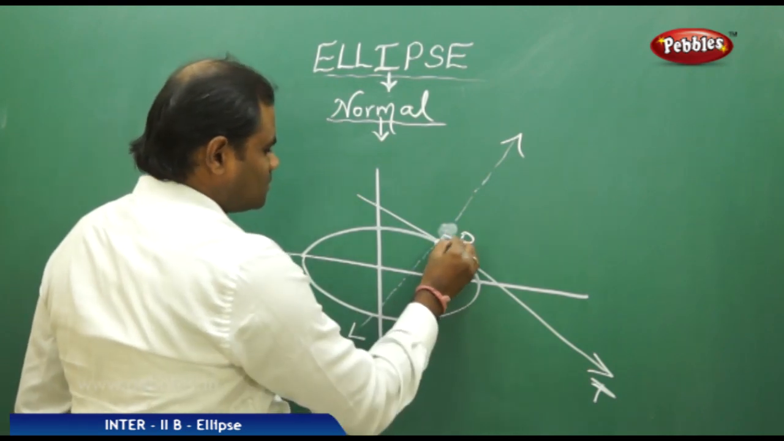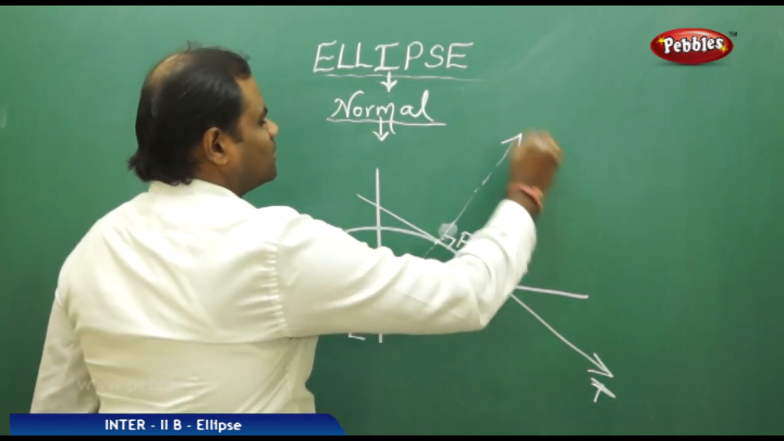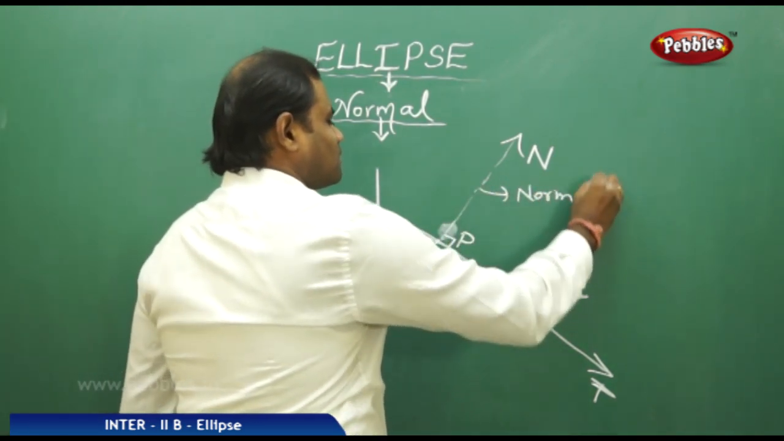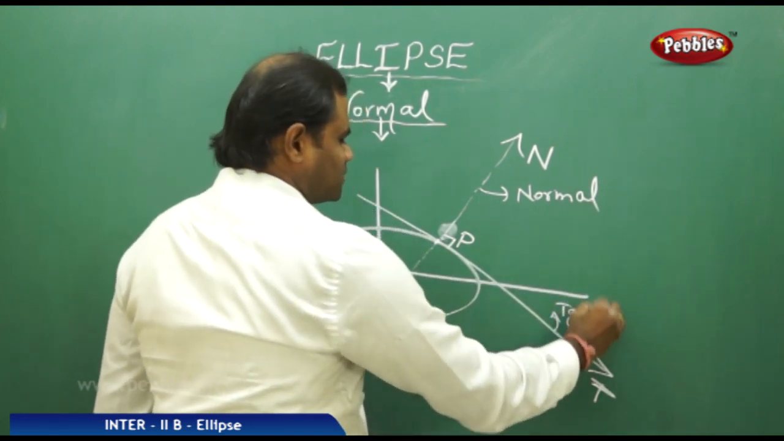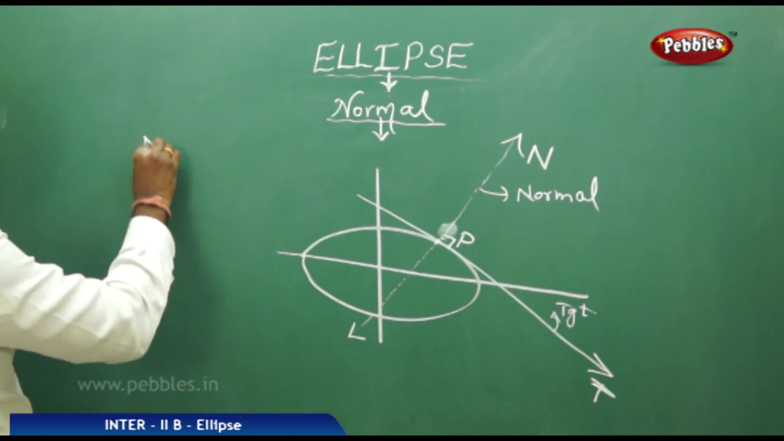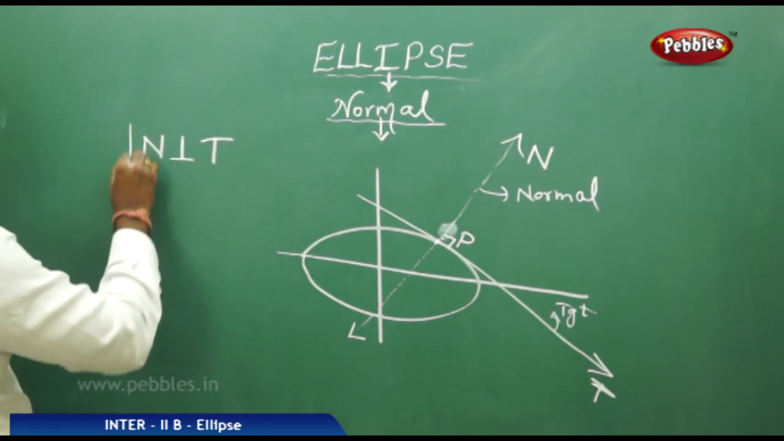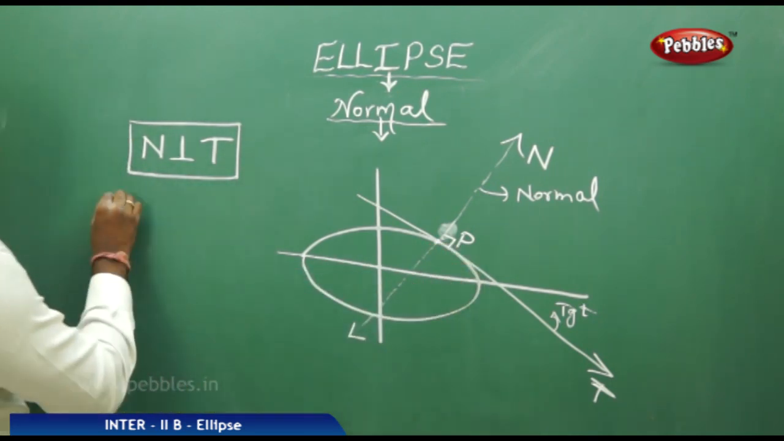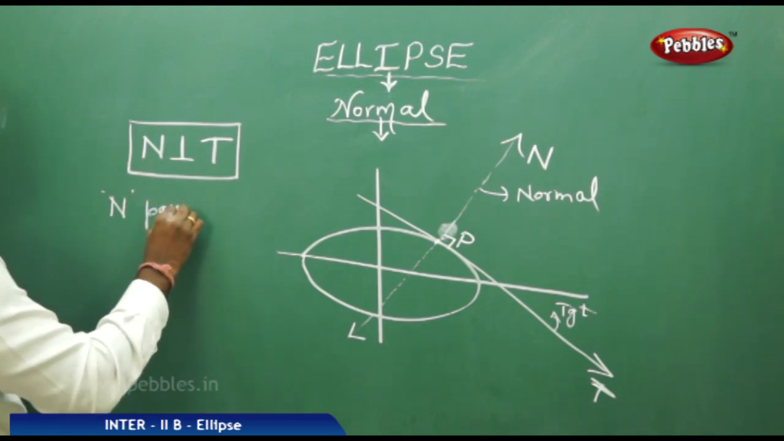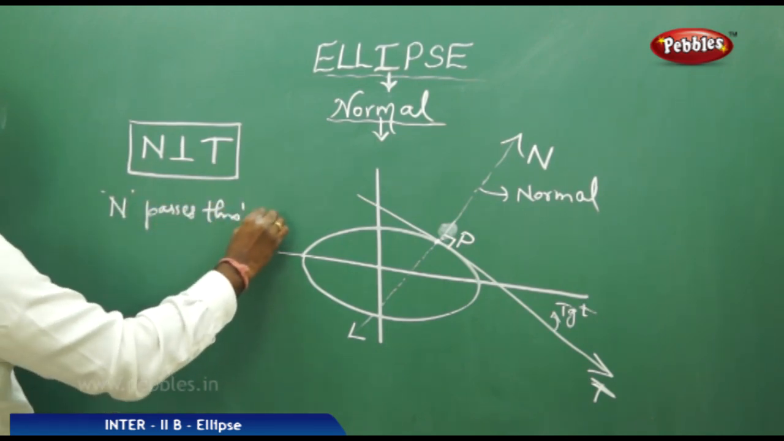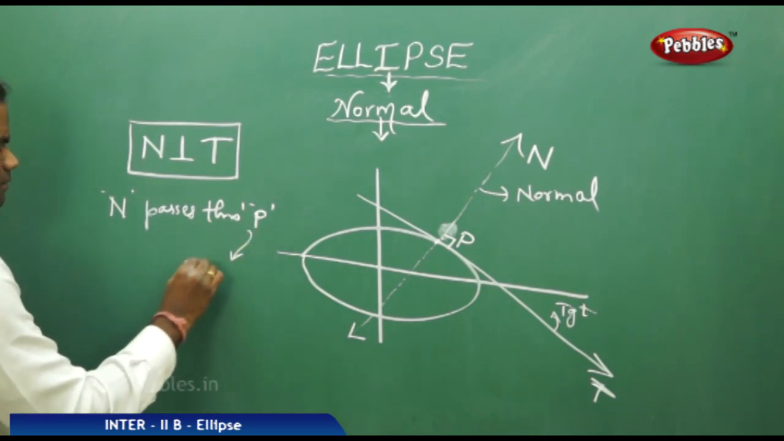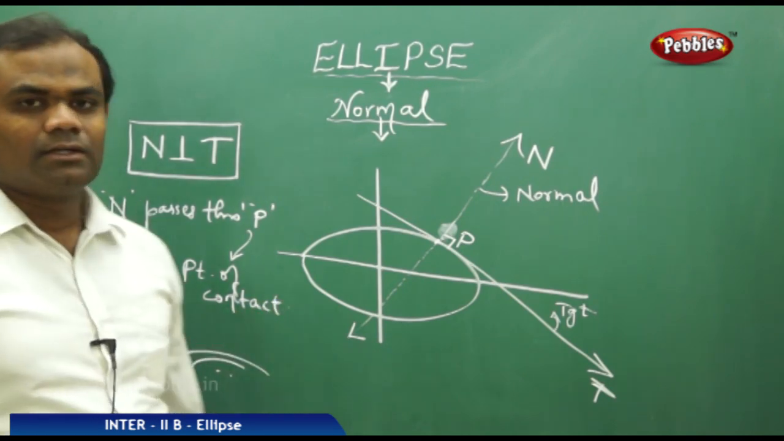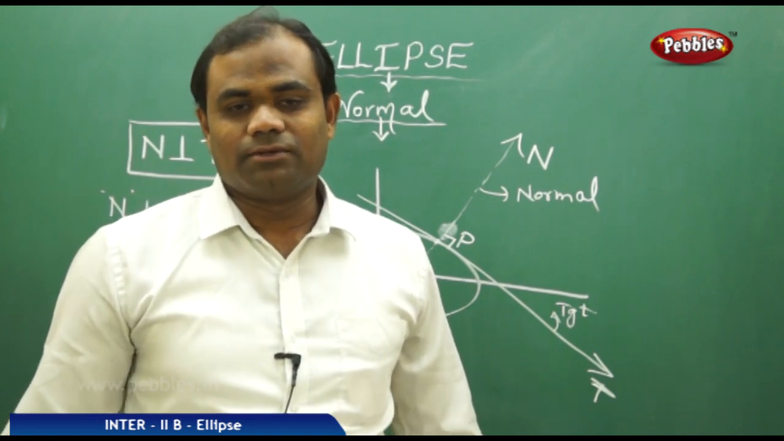Therefore, this would be the line which is passing through P and which is perpendicular to T. So here we call this the normal and we call this the tangent. And remember, the normal is always perpendicular to the tangent, and the special case is that it passes through P. Also to note, N passes through P, which is the point of contact. This is how we understand the normal to the ellipse S equal to 0.